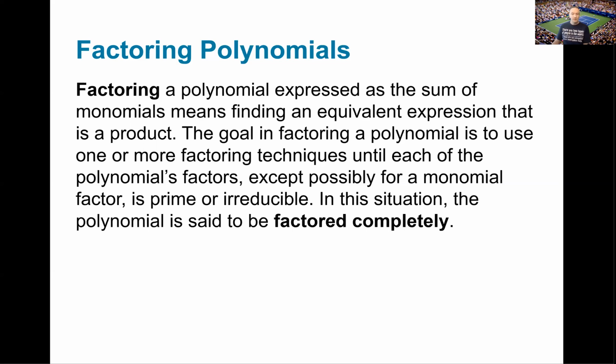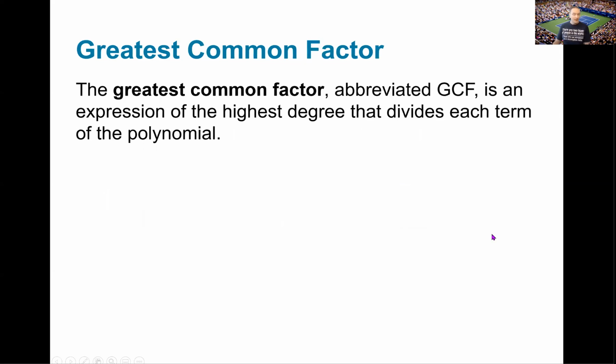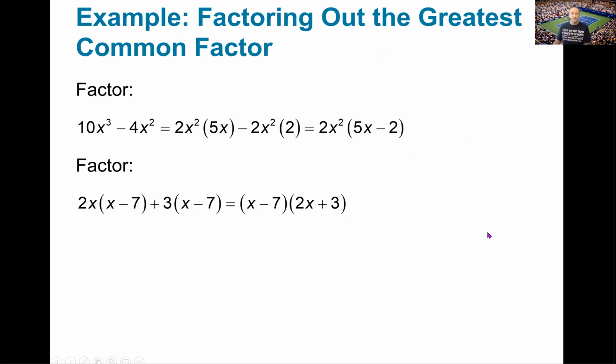Now, you'll keep on reducing all these factors down until there's no factors remaining in all of your terms, and that's when it's factored completely. Greatest common factor is what we always look for first. We'll always abbreviate that with a GCF. It's an expression of the highest degree that divides into each term of the polynomial.